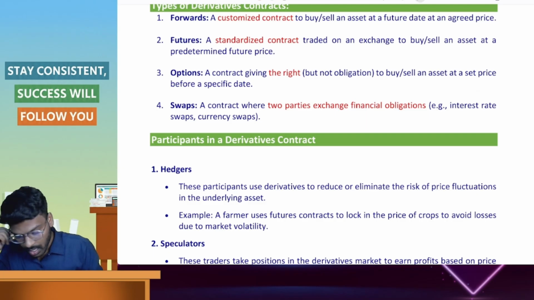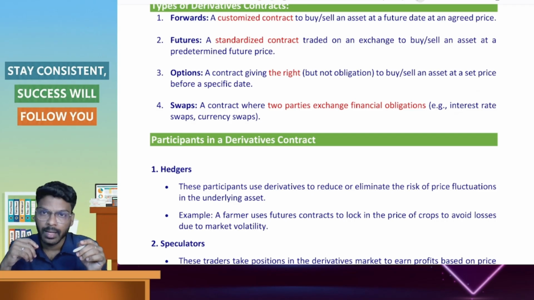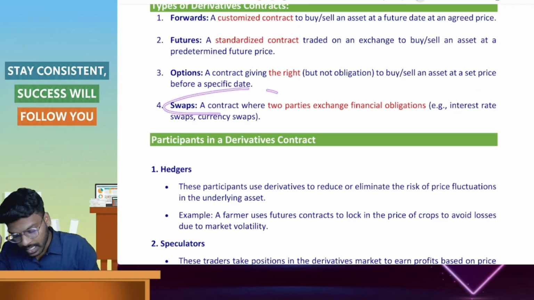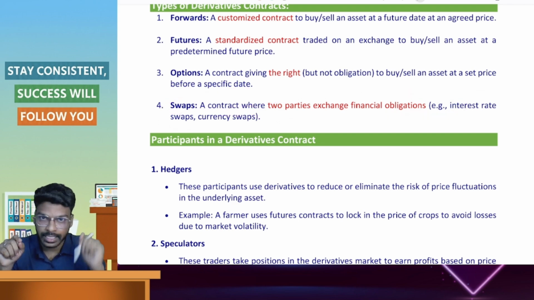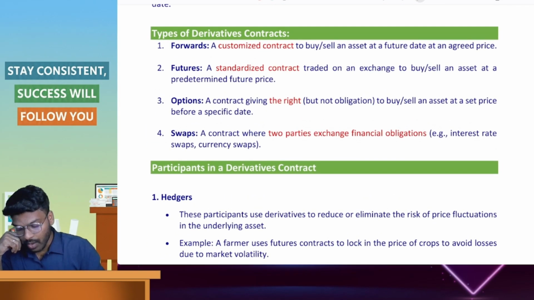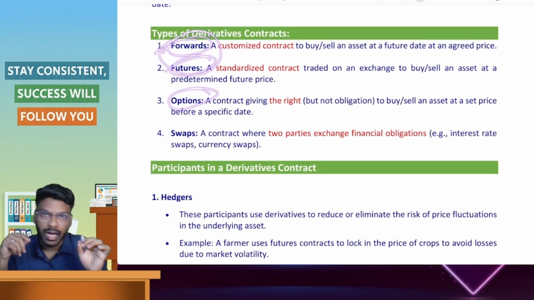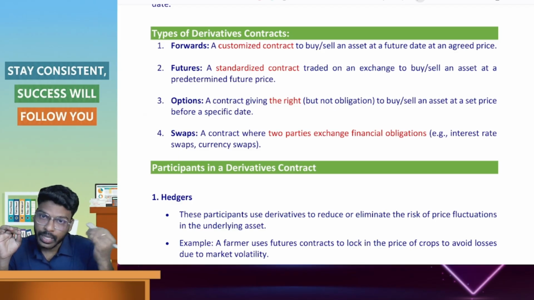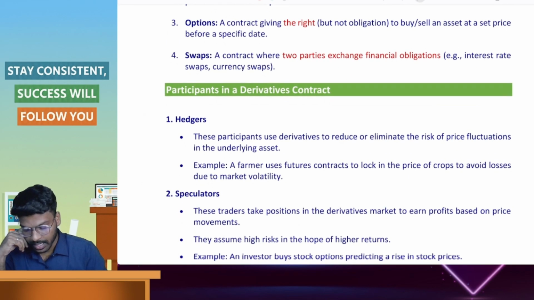Okay, so the interest rate swap and currency swap are covered in the forex and interest rate risk management chapter. So swaps are not covered in this chapter, the derivative valuation and analysis chapter. Okay, we have only forwards, futures, options. Forwards and futures are moreover the same, the same concept we will discuss.